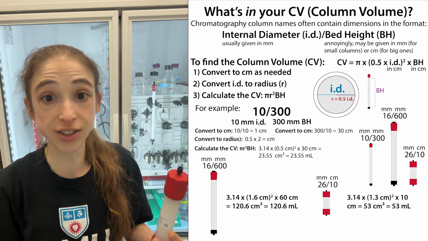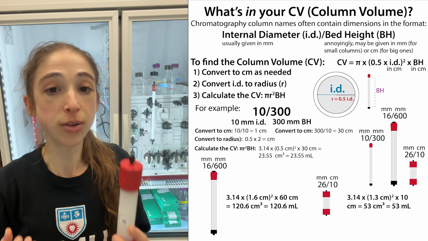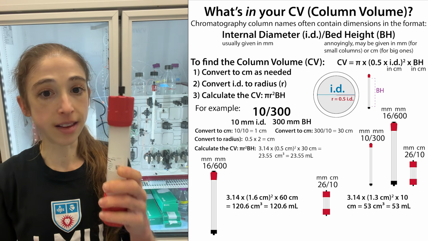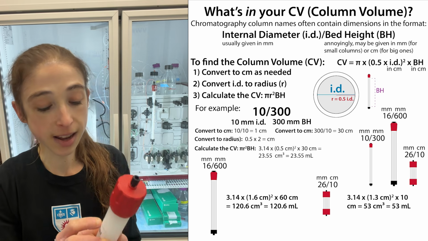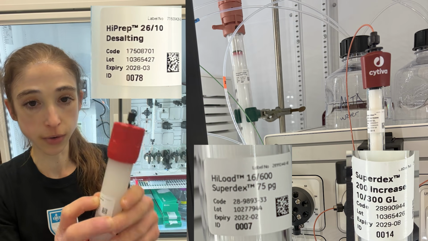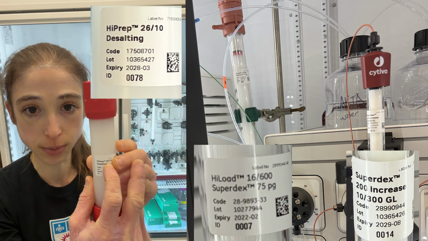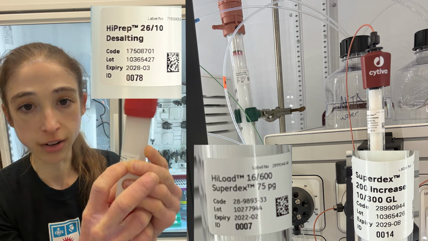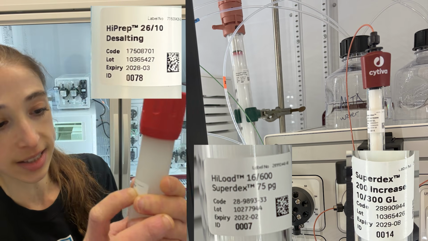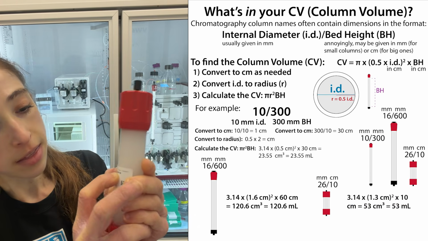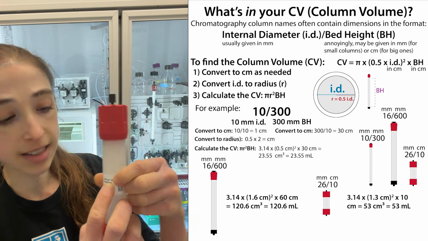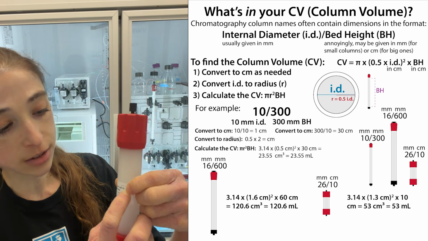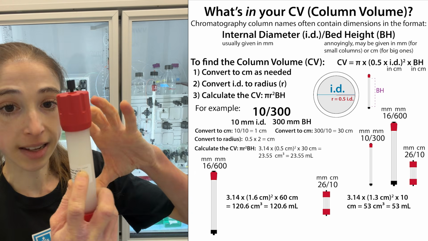The easiest way is just to look it up, but you can actually calculate it, and the information you need to calculate it is typically given to you in the name of the column. So if you're wondering what those weird numbers before and after the slash are on your column names, like a HiPrep 26/10 desalting column, the 26 is going to be the internal diameter, or the ID, and then the 10 is going to be the bed height.